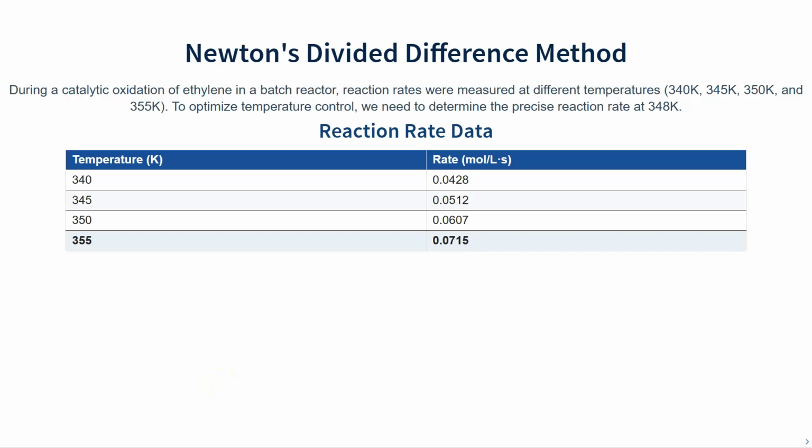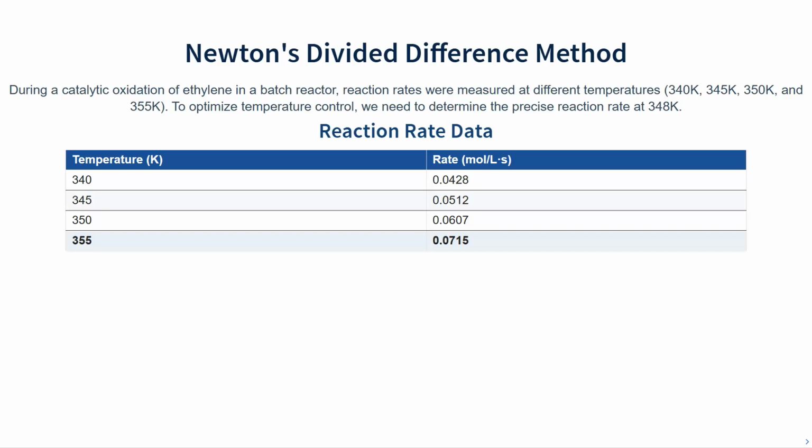Today I am going to talk about Newton's divided difference method. So here is the problem statement. During a catalytic oxidation of ethylene in a batch reactor, reaction rates are measured at different temperatures: 340 Kelvin, 345 Kelvin, 350 Kelvin and 355 Kelvin. To optimize temperature control, we need to determine the precise reaction rate at 348 Kelvin.